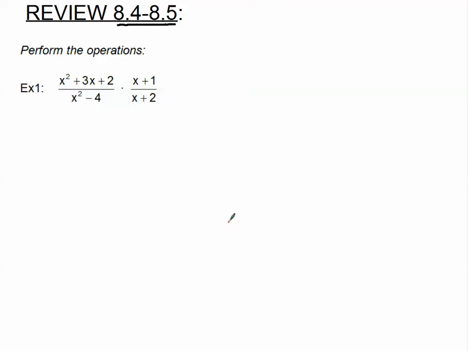So when we're looking at this first example, the first thing you must note is that we're multiplying these two fractions. So this time we're multiplying. And when we're multiplying, what we need to do first is factor all locations, all the numerators and all the denominators.